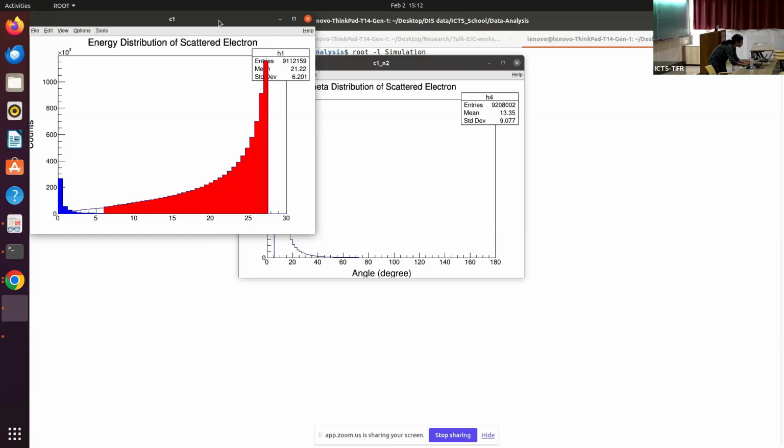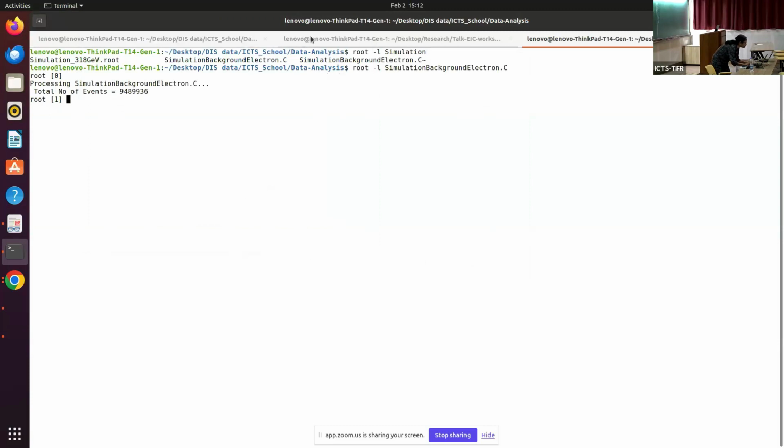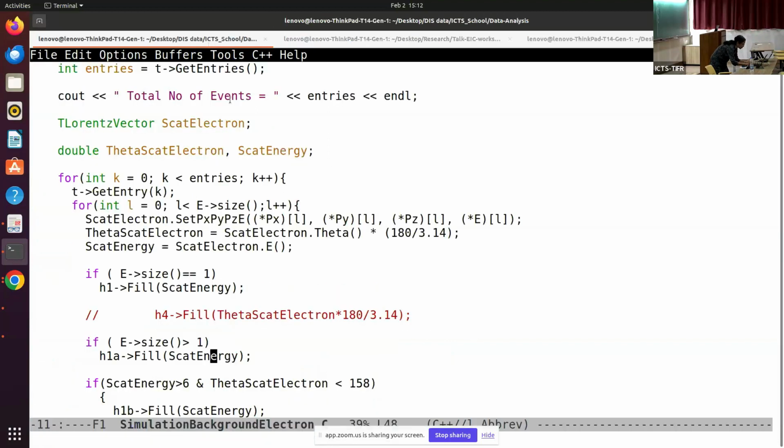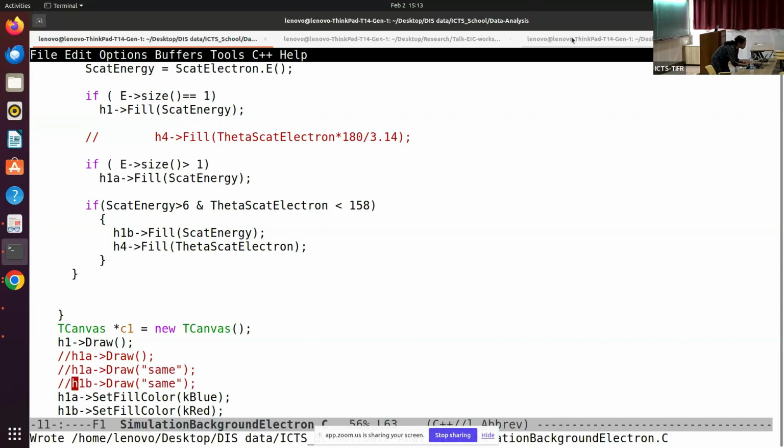So maybe I remove this one first, and I will show only one electron. Only one histogram first I will show, and then I will go to all.